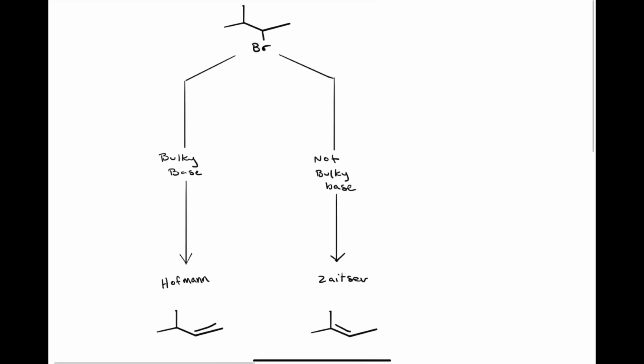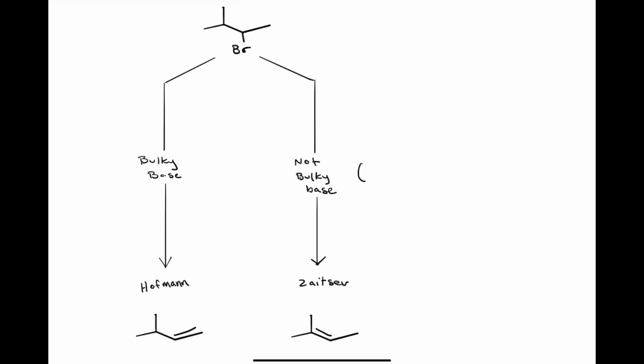Today we'll be talking about dehydrohalogenation of haloalkanes to make alkenes. Now there's two different products we could get based on the type of base we use, a non-bulky base or a bulky base. In terms of the non-bulky base, we could have something like ethoxide or something like hydroxide.